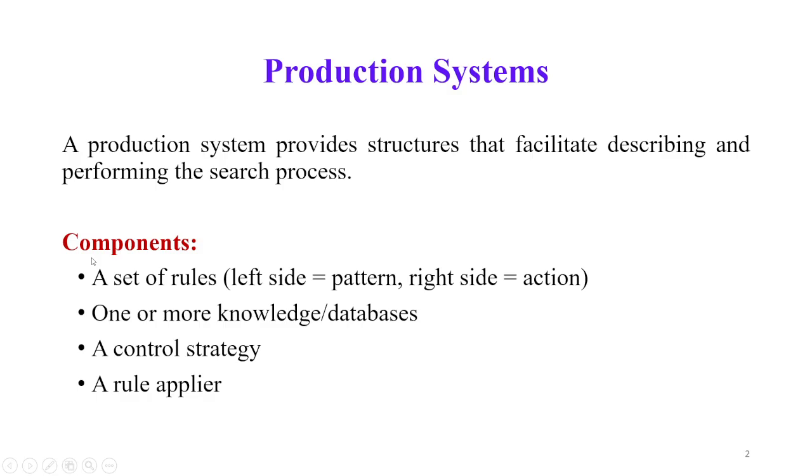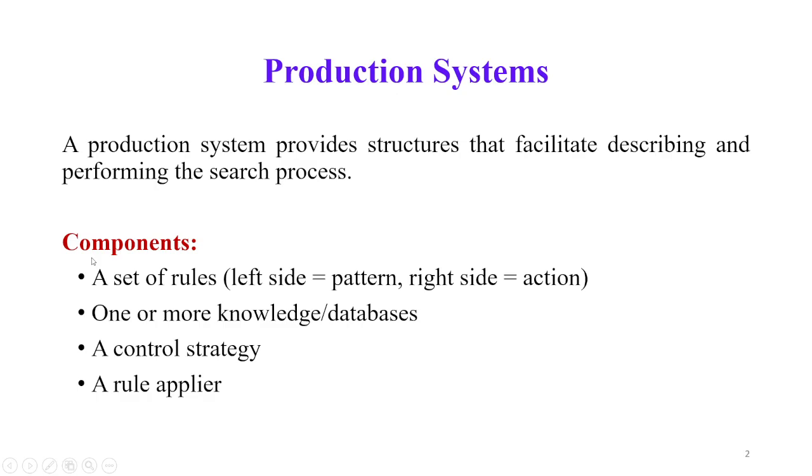Next, the third one is the control strategy. This determines the order in which the rules are examined and applied. It also handles conflicts. What happens when more than one rule could fire at the same time? When more than one rule is satisfied for a particular condition, then what happens? Without a good control strategy, a production system could loop endlessly. It can even make poor decisions. So a control strategy is very, very important.